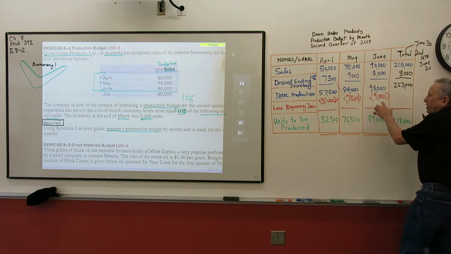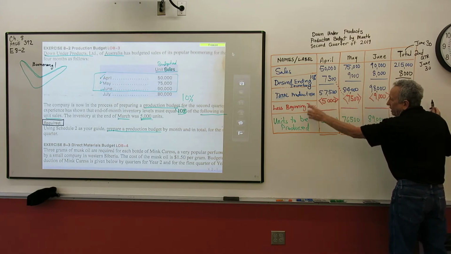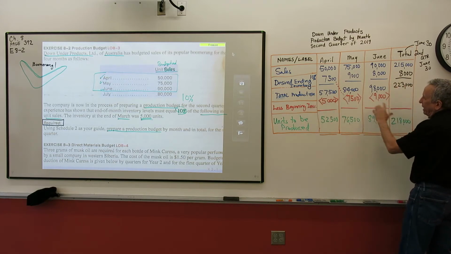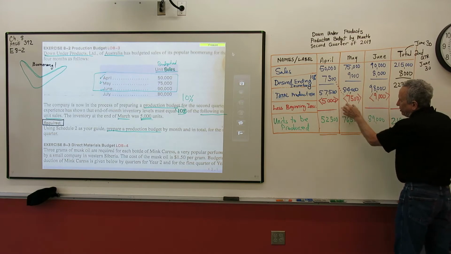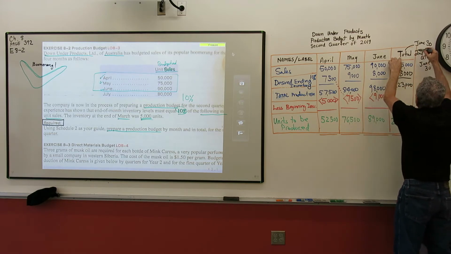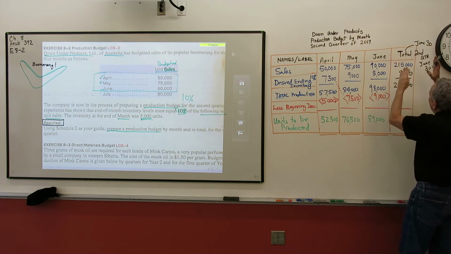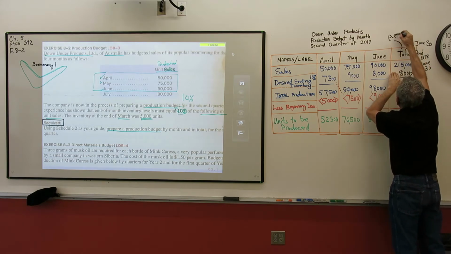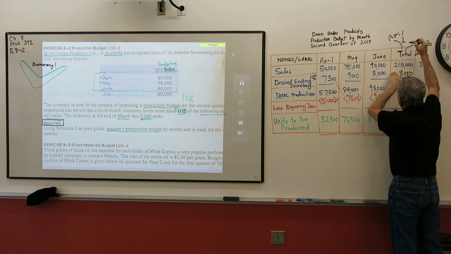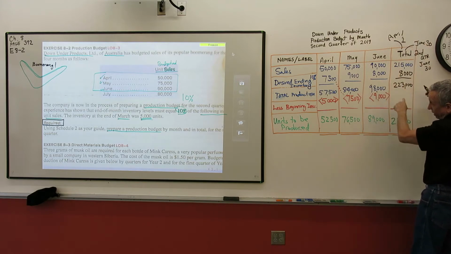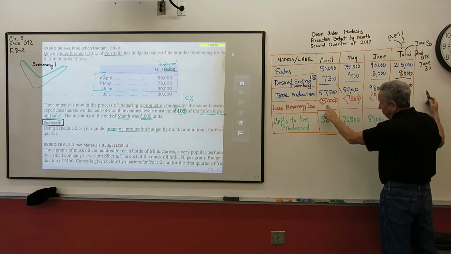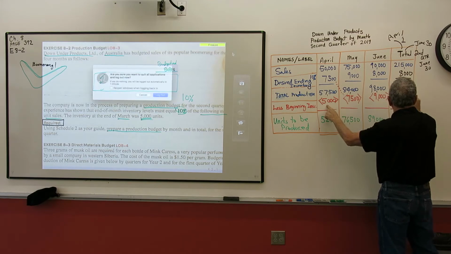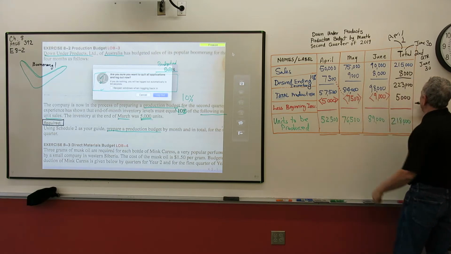Now, can we take all these beginning inventories and add them up? No, you can't do that either. These are points in time. For this column, this is the quarter. What's the beginning of the quarter? The beginning of the quarter is April 1st. What was the inventory on April 1st? On April 1st, the inventory was 5,000 units. These are boomerangs, yeah, 5,000 units.